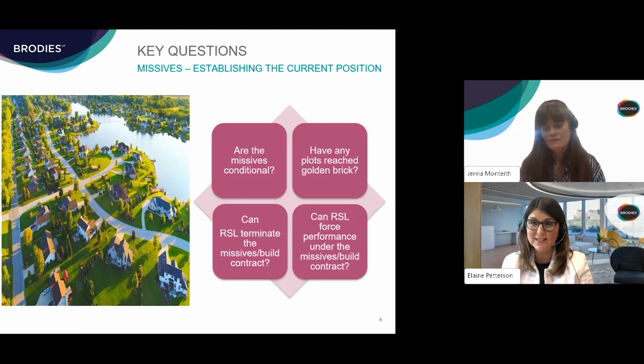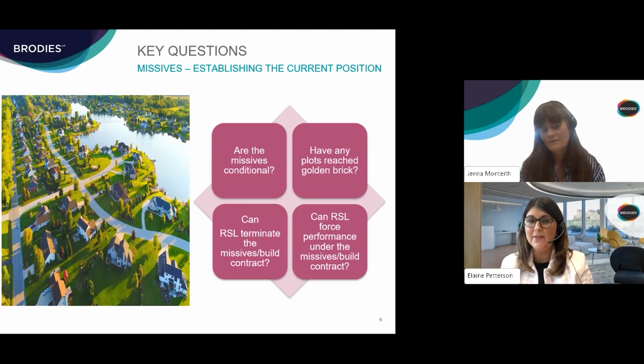So for example, if it's conditional on planning, it's hard to see why you wouldn't wait to see what the outcome of that planning consent is. But again, that's why having those initial discussions with the administrator or liquidator is probably quite helpful, but also potentially informing them as to where you are with that contract, because when they are appointed, they will try and gather as much information as they can at the outset to build up a picture of the company and its affairs.